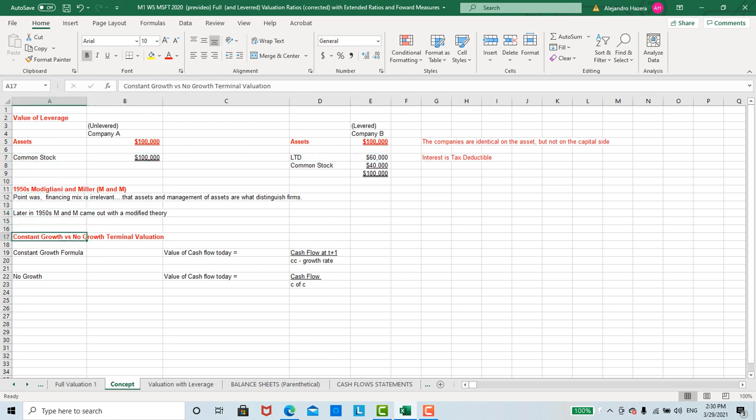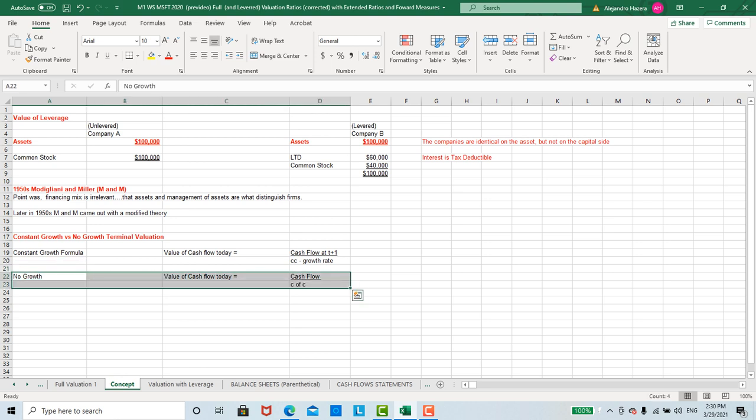And then finally, this is sort of separate. The mechanics of what we'll be using is a no-growth formula to value a firm. We're going to value a firm without leverage one way, and firms with leverage we'll value the other way. We'll match those two to make sure everything's kosher, and then we will add growth to it.